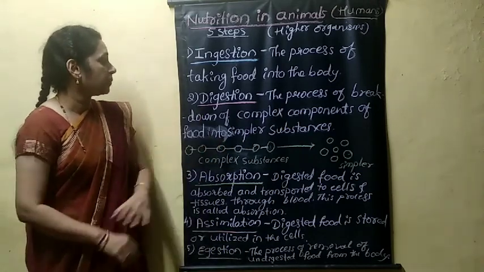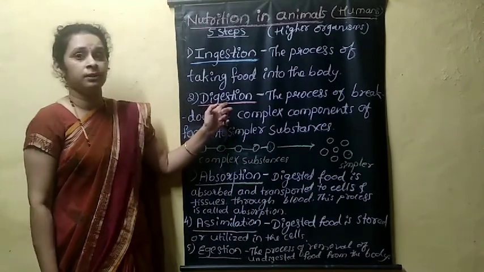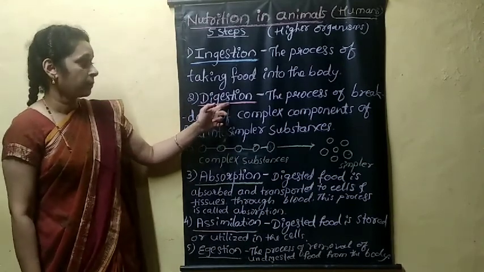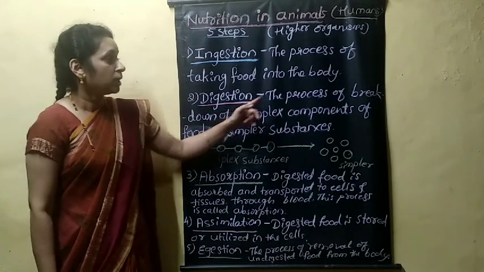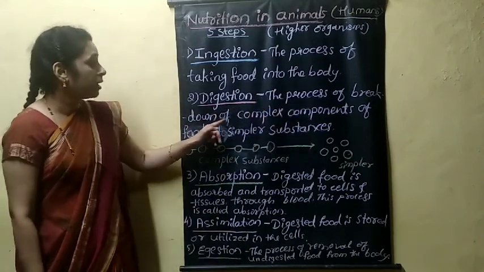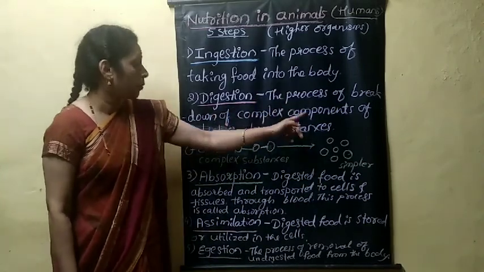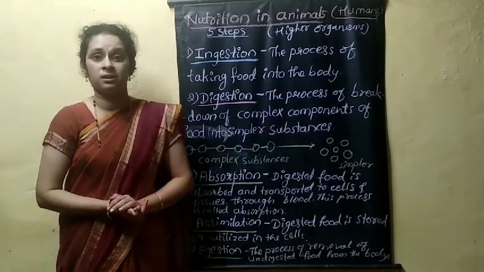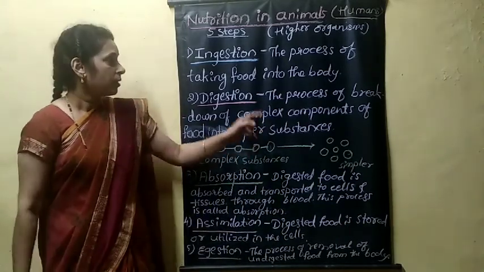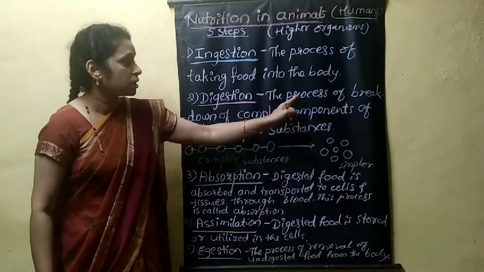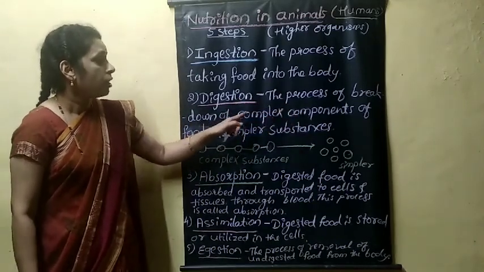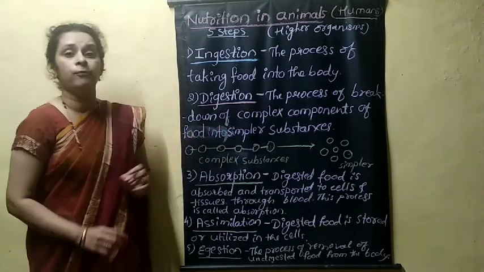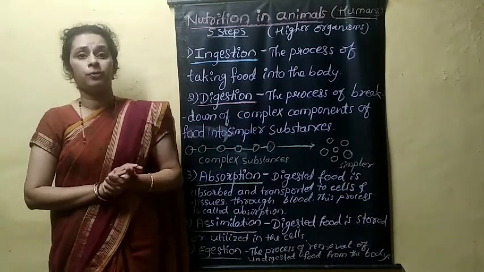Next, the second step, that is digestion. It's a very important step. The process of breakdown of complex components of food into simpler substances. What is digestion? The process of breakdown of complex components of food. Complex components of food means what?